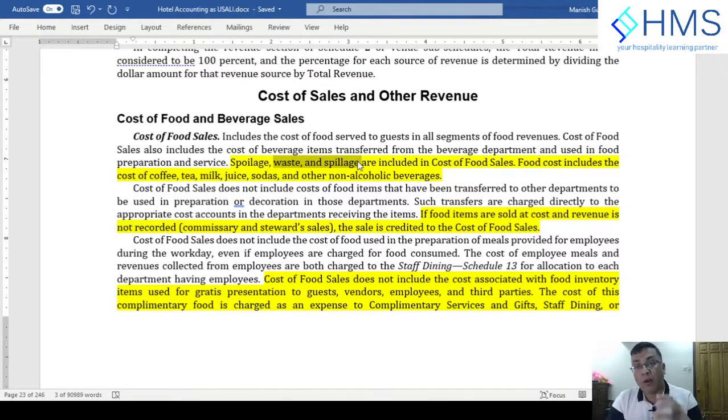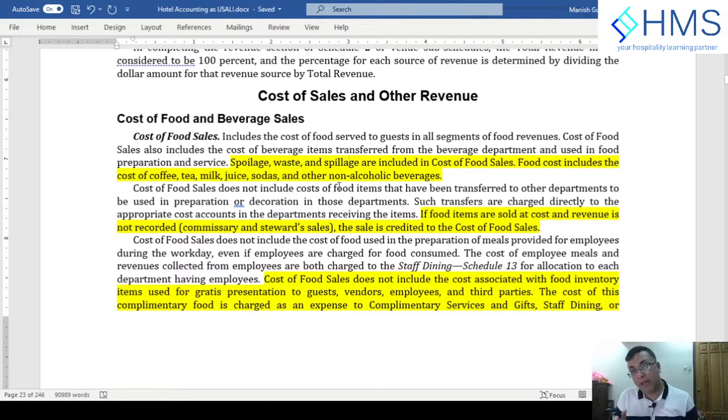So the cost is not taken out and charged to any other cost, but remains in the food cost. However, tracking such cost is very necessary so that you can control the food cost as a percentage to revenue, because spoilages, wastage, and spillages are quite often a huge factor in having high food cost. Then as we said, the cost includes the cost of coffee, tea, milk, juice, sodas, and other non-alcoholic beverages.